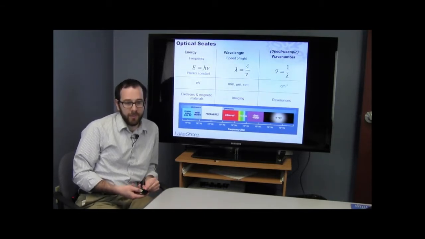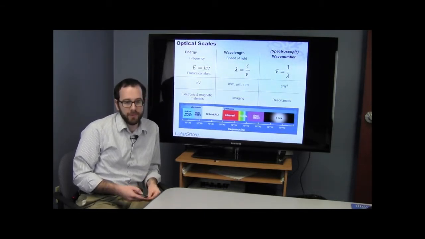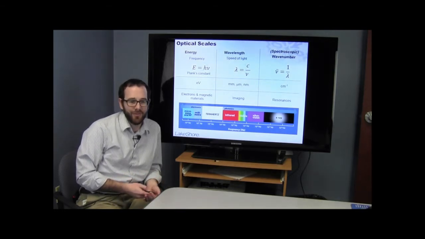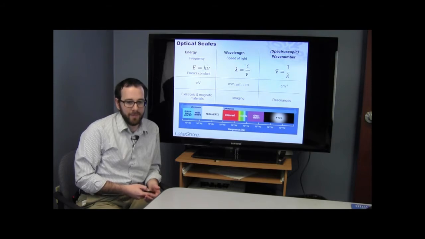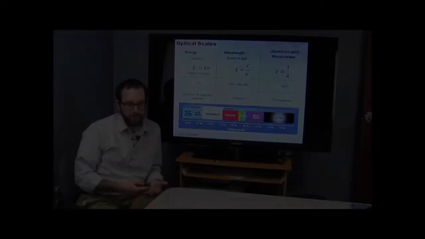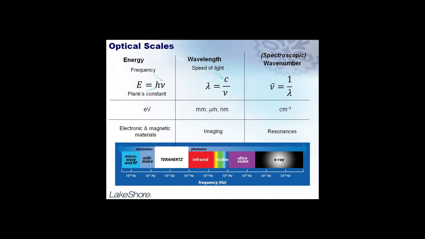Before we get to those examples, it's helpful to understand that different scientists use different optical scales or different units for the measurement of light. One of those units, of course, is energy. The energy is just proportional to the frequency of the light, and the proportionality constant is the h that you see in the equation there, which is Planck's constant. A lot of materials physicists will work in energy scales.